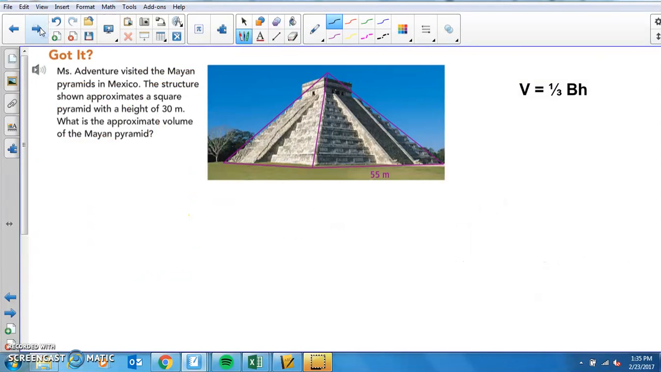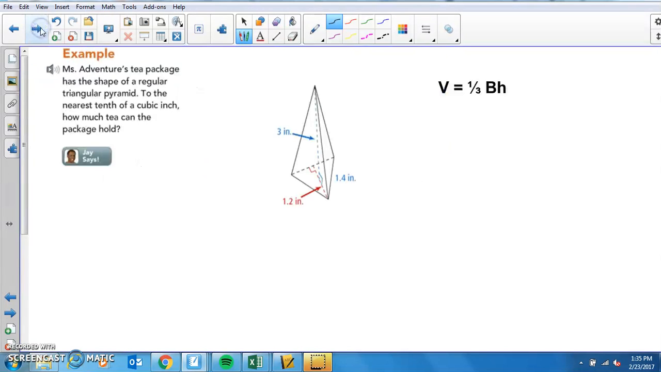All right, and then if you'll work this one. And this has a square base. And then if you will work this one. This has a triangular base. And let me go back real quick.